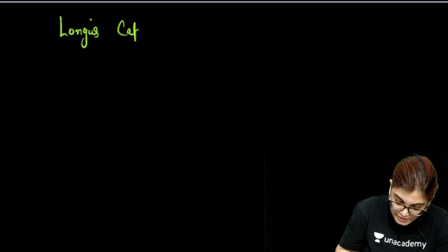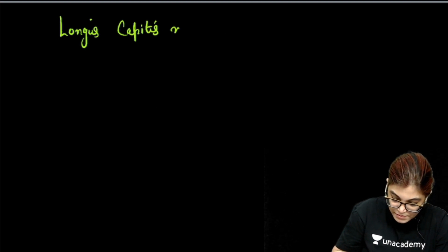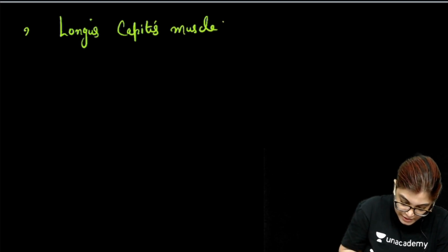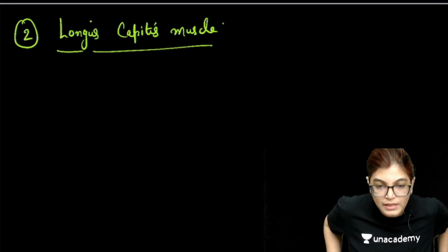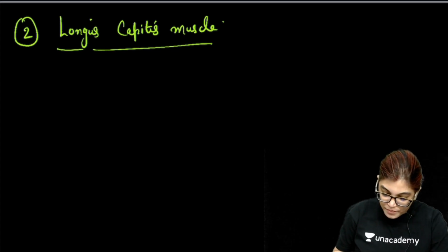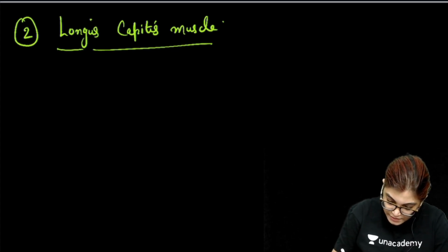Longus capitis muscle, the second muscle in this category. This is the second muscle in the prevertebral group of muscles, and this muscle arises from, let's talk about the origin.